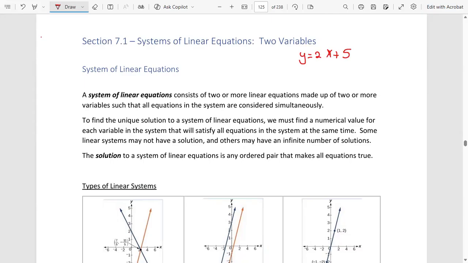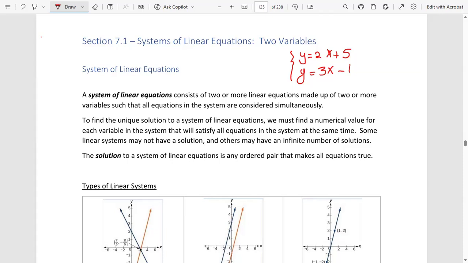But when we talk about a system of linear equations, that means we have two of these equations, each of which has two variables, x and y. And we want to solve this system. That means we want to find a solution that works for both of these equations, that satisfies both of the equations. If you have three equations, the solution must satisfy all three equations at the same time.